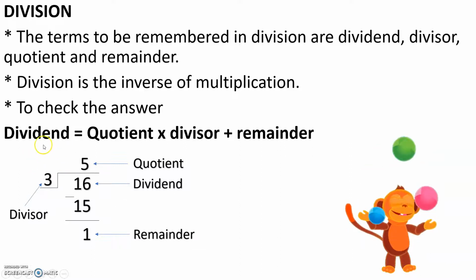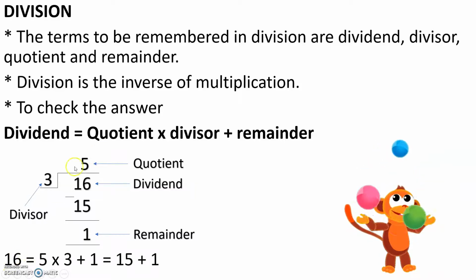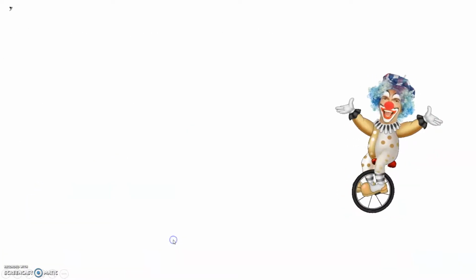Let's see, the dividend is equal to. So dividend is 16. So 16 is equal to quotient, which is 5, into divisor, which is 3, plus remainder, which is 1. So 5 3s are 15. 15 plus 1 is 16. So this is the right answer.